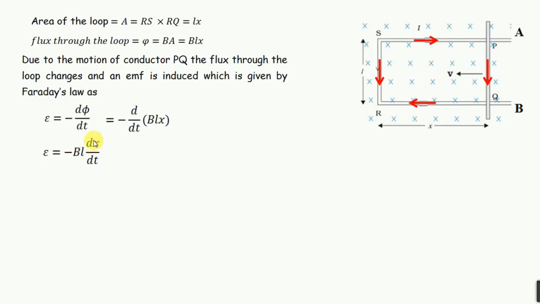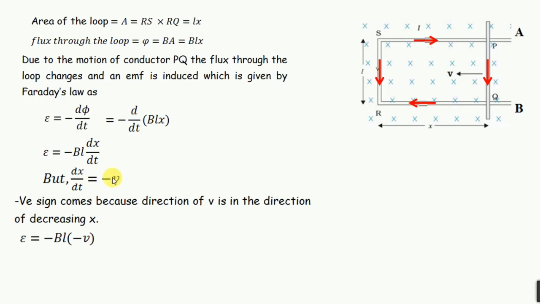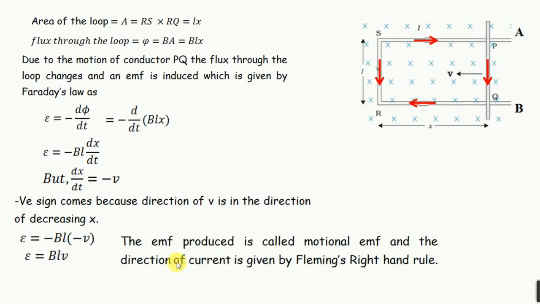And we know dx upon dt is velocity, and the negative sign comes because when x decreases, so I'll put the value dx upon dt is minus v. So this is the final expression. The motional EMF due to the motion of this rod is given by EMF is equal to B into L into v, magnetic field into length of the rod into velocity of the rod, and this EMF is produced by the motion of this rod, that's why we call it motional EMF.